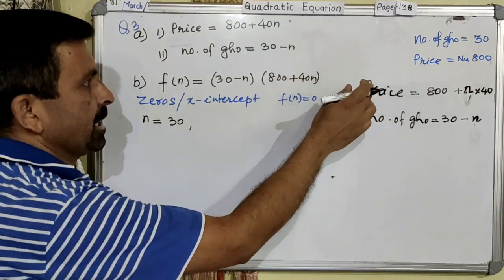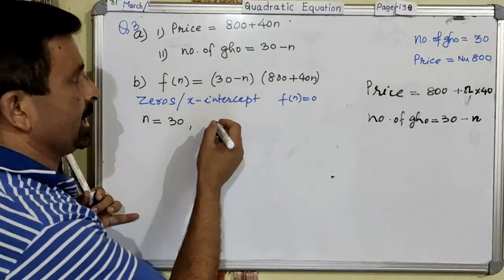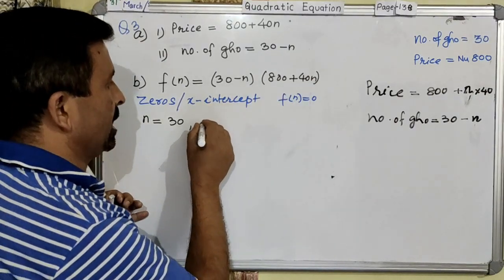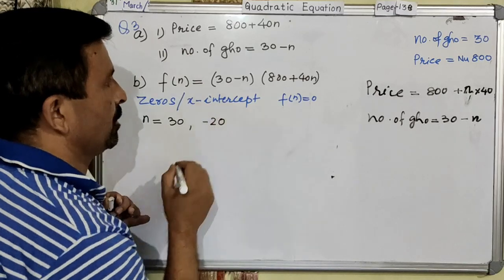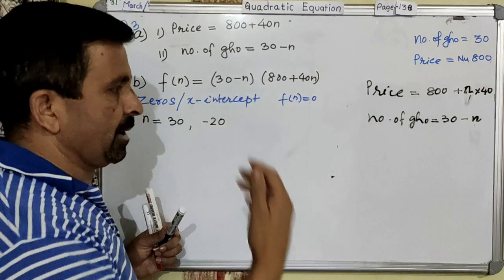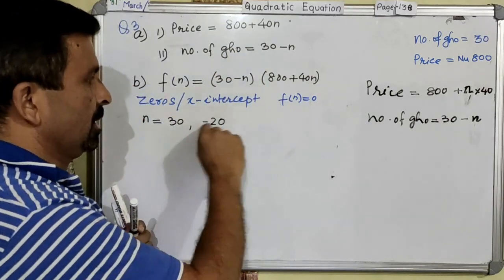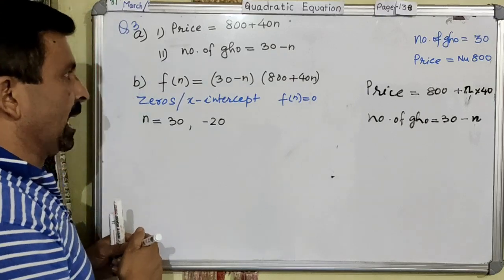40n is equal to 800. So when you divide this 800 by 40n, you will get minus 20. Since before this we have done so many questions, now you should be able to find this verbally also, right? So we got the x-intercept.